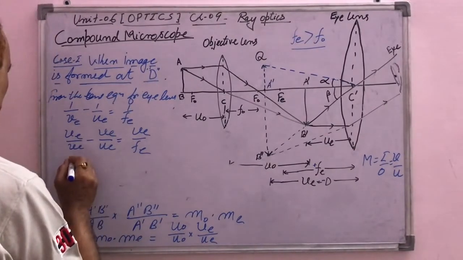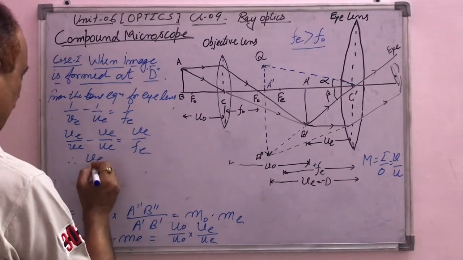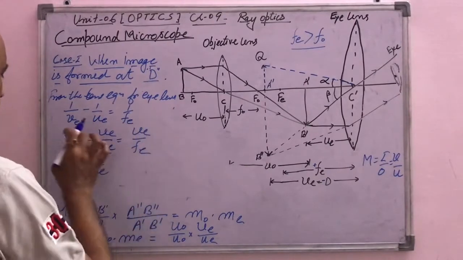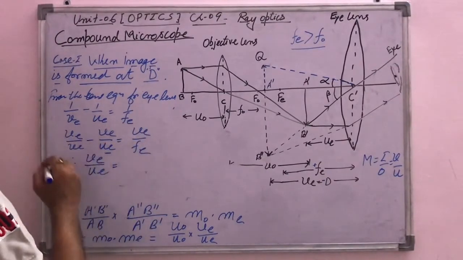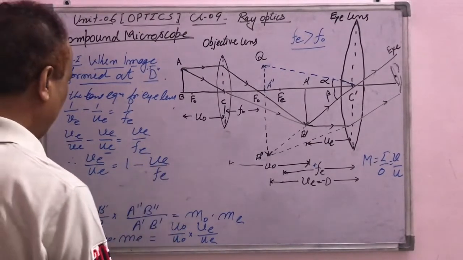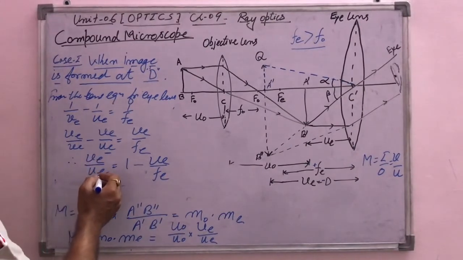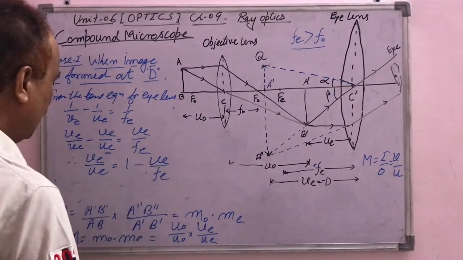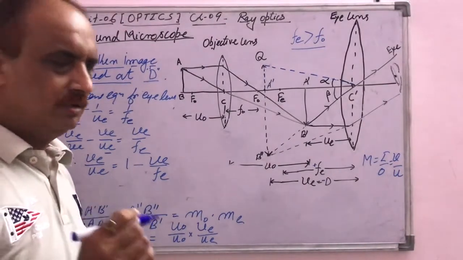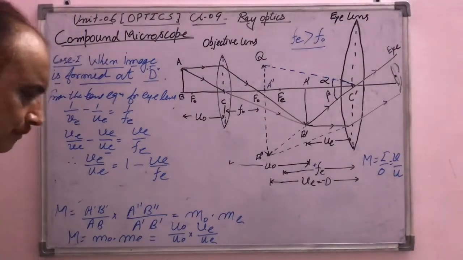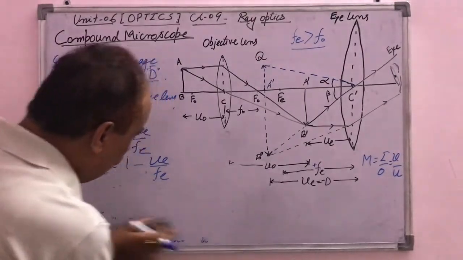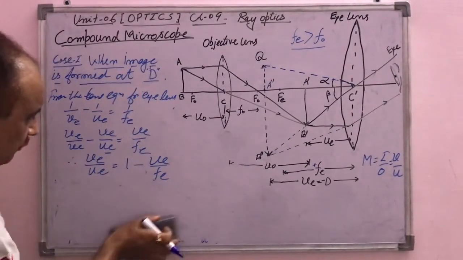Therefore the equation can be written with ve upon ue, that is the middle term, taken to the right side, and this is equal to 1 because ve cancels ve, and minus ve upon fe goes to the left side. So we will get ve upon ue equal to 1 minus ve upon fe. Now, using the new Cartesian sign convention, we have to put the values of ve and ue.